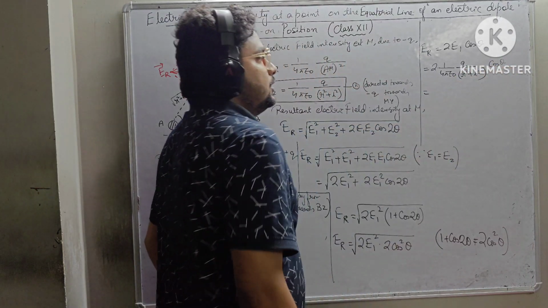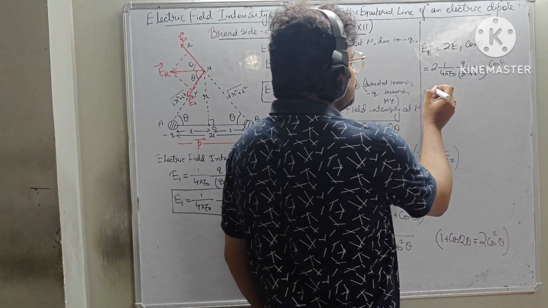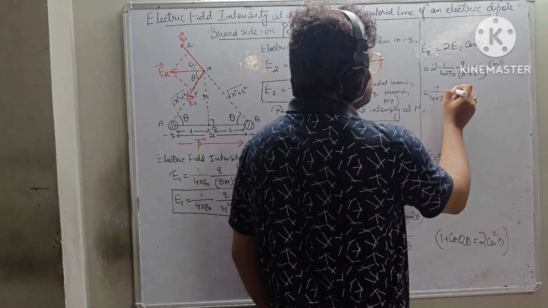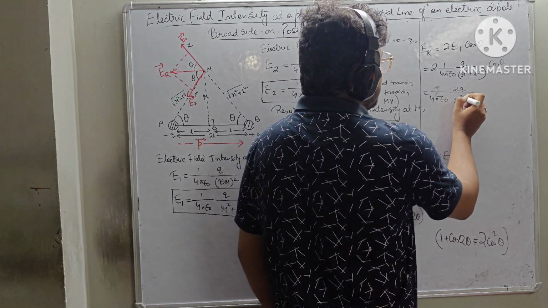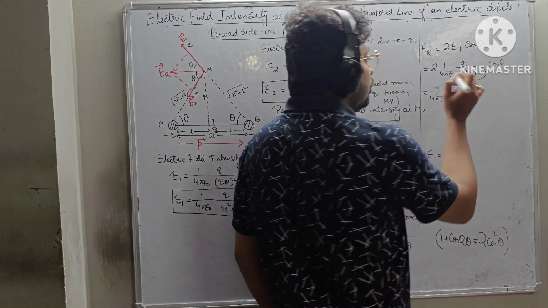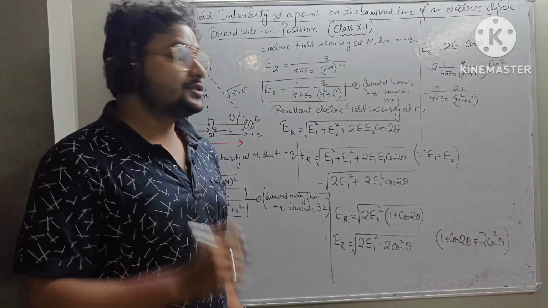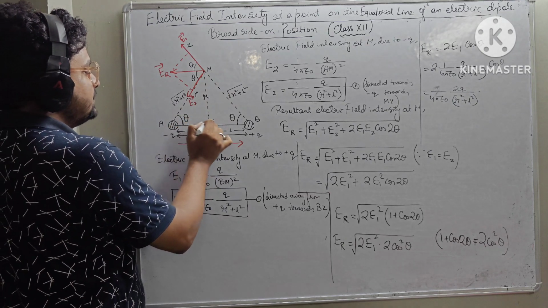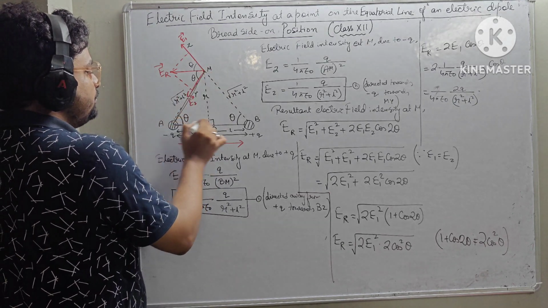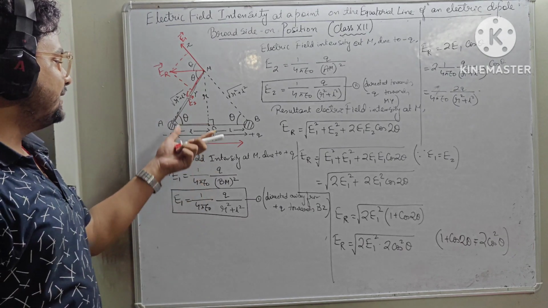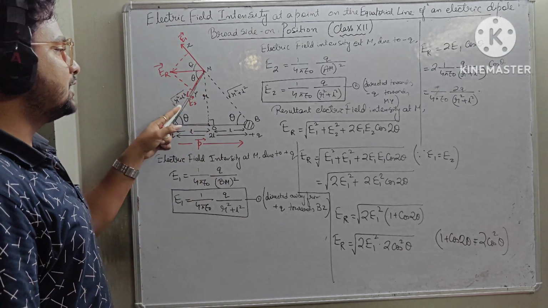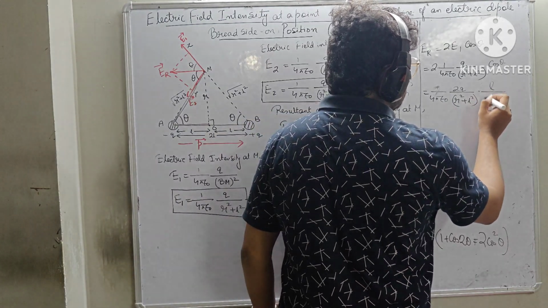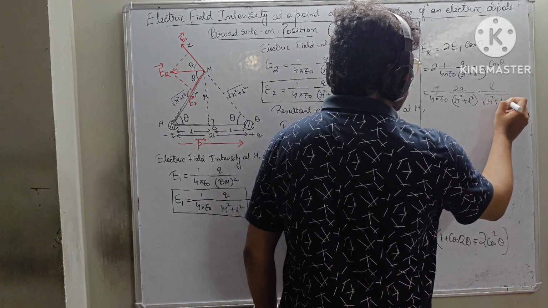Okay. Now you can write 1 by 4 pi epsilon naught 2Q divided by R square plus L square into cos theta. Okay. So how to write cos theta? You see any triangle. So this particular triangle, if you take, cos theta is base divided by hypotenuse. Okay. So base divided by hypotenuse. Base is L, hypotenuse is root over R square plus L square. So L divided by root over R square plus L square.